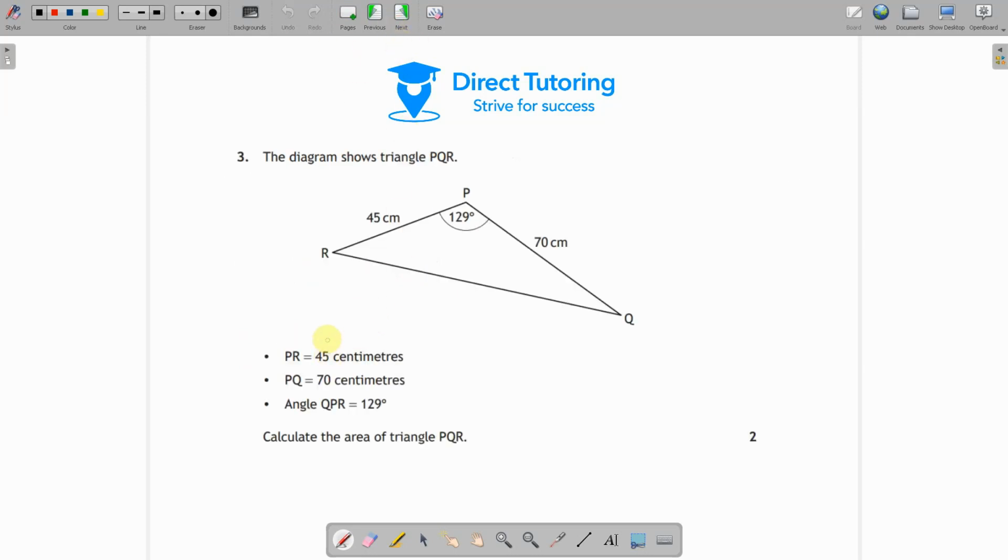Question number 3 is looking at a triangle with a given angle and 2 sides, and it's asking us to calculate the area of the triangle. Because normally a kind of question like this could be the sine or the cosine rule, but it's telling us that we have to find the area of this triangle.